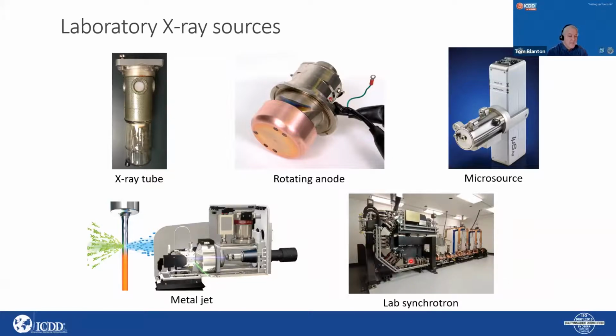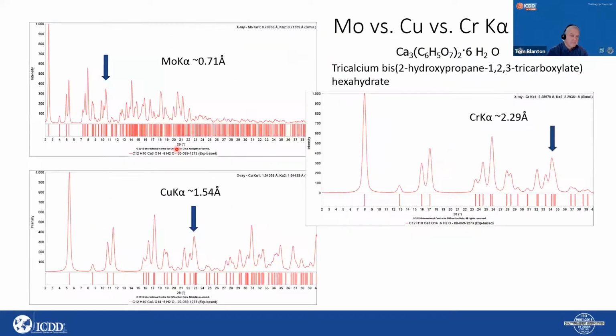And finally, there are laboratory synchrotrons that are available. These, of course, are very high end and usually used for high energy physics experiments. So we go from the X-ray tube, which is the lowest cost, up to the lab synchrotron, the highest cost. But keep in mind, your X-ray tube is still going to cost several thousands of dollars when it needs to be replaced. Next, the choice of radiation.